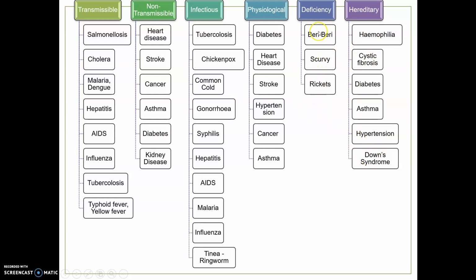And last but not least, some deficiency diseases caused by a lack of a vitamin in the body would be beriberi, caused by a lack of vitamin B, scurvy, caused by a lack of vitamin C, and rickets, caused by a lack of vitamin D. Now you have to take down the information from the slide as seen, and you are free to do a Google search if you are unsure about any of the diseases seen here for any extra information. So you're required to know these diseases and what category or classification they fall under.